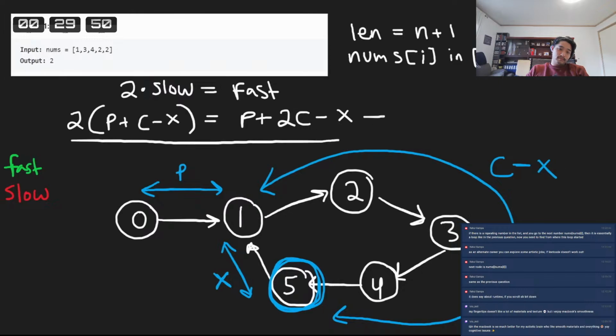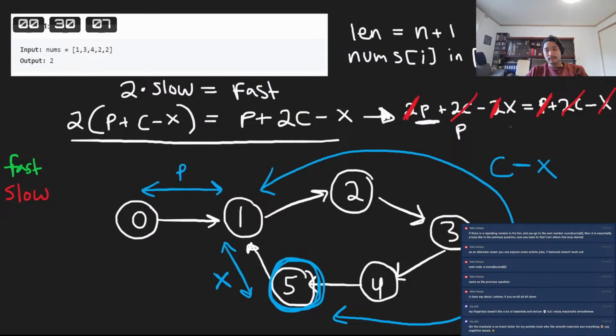So I'm going to take this equation and simplify it over here to the right. Once we simplify it a little bit, we're going to get 2p plus 2c minus 2x, which is equal to p plus 2c minus x. And then this is the part where you can start doing a little bit of algebra. So we can cross out the 2c from both sides of the equation. We can cross out 1x from each side, and we can cross out 1p from each side of the equation. Once we do that algebra, we're left with the equation, and sorry that's getting a little bit messy, we're left with a single p and a single negative x.